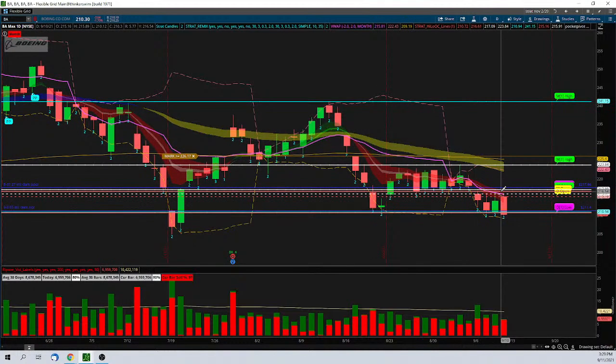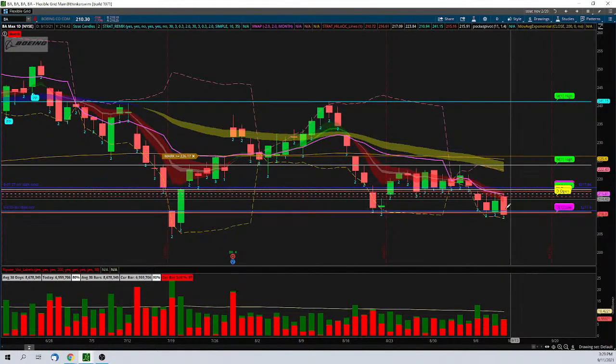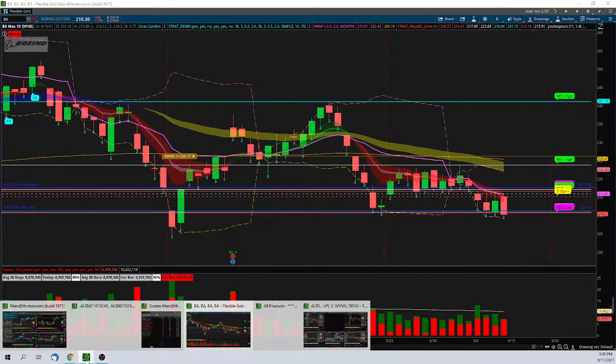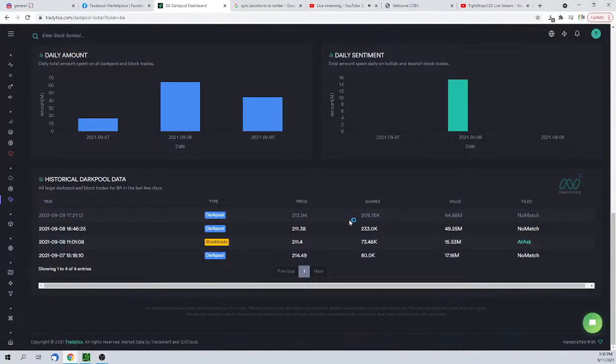But see, now we're kind of in this channel of this dark pool. My resistance, my support, and that's how I use dark pool lines. Because it'd be awesome if we could know what they're buying or if it's buying or selling, but unfortunately, we just don't. So I definitely use them for support and resistance lines. Go back to TradyTics.